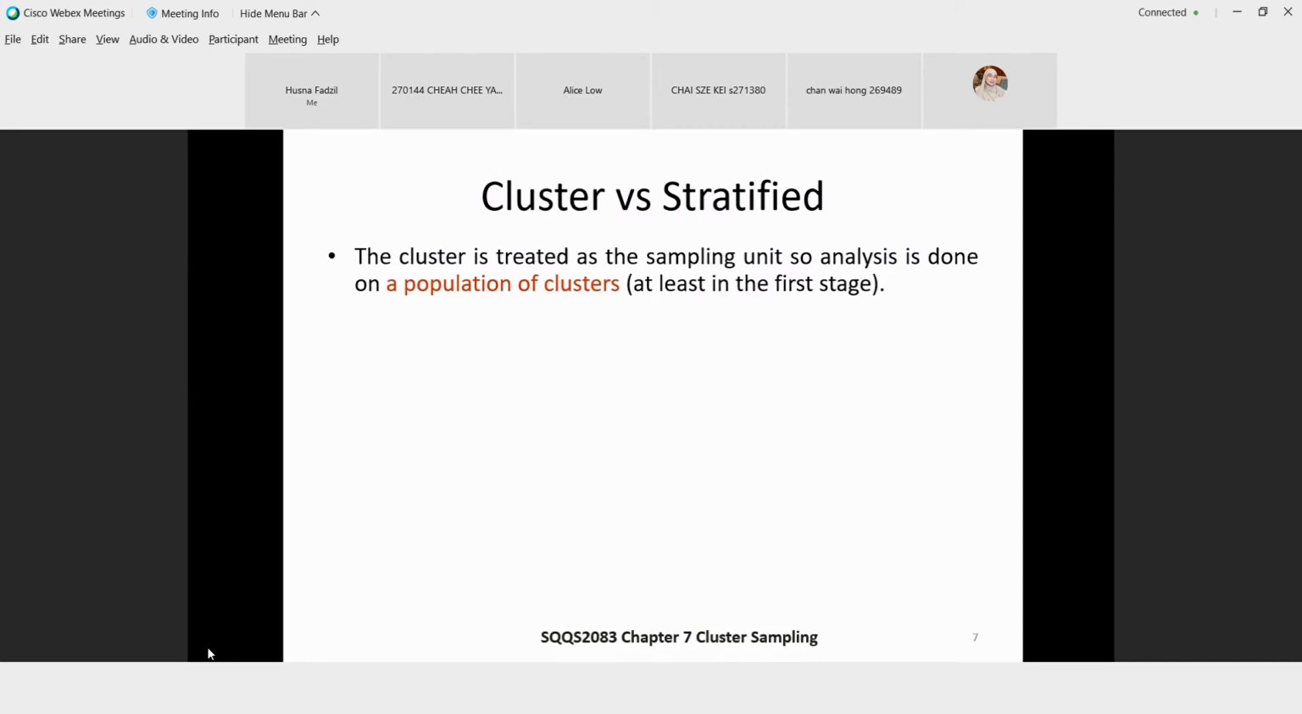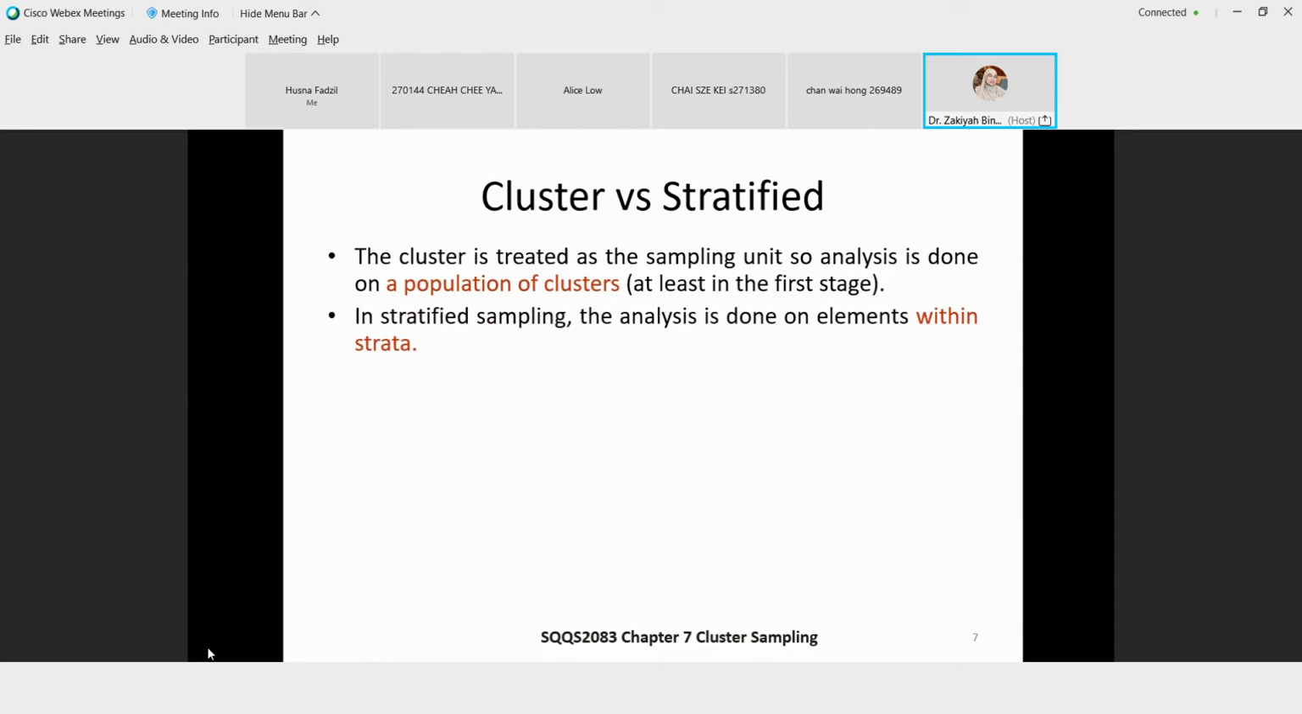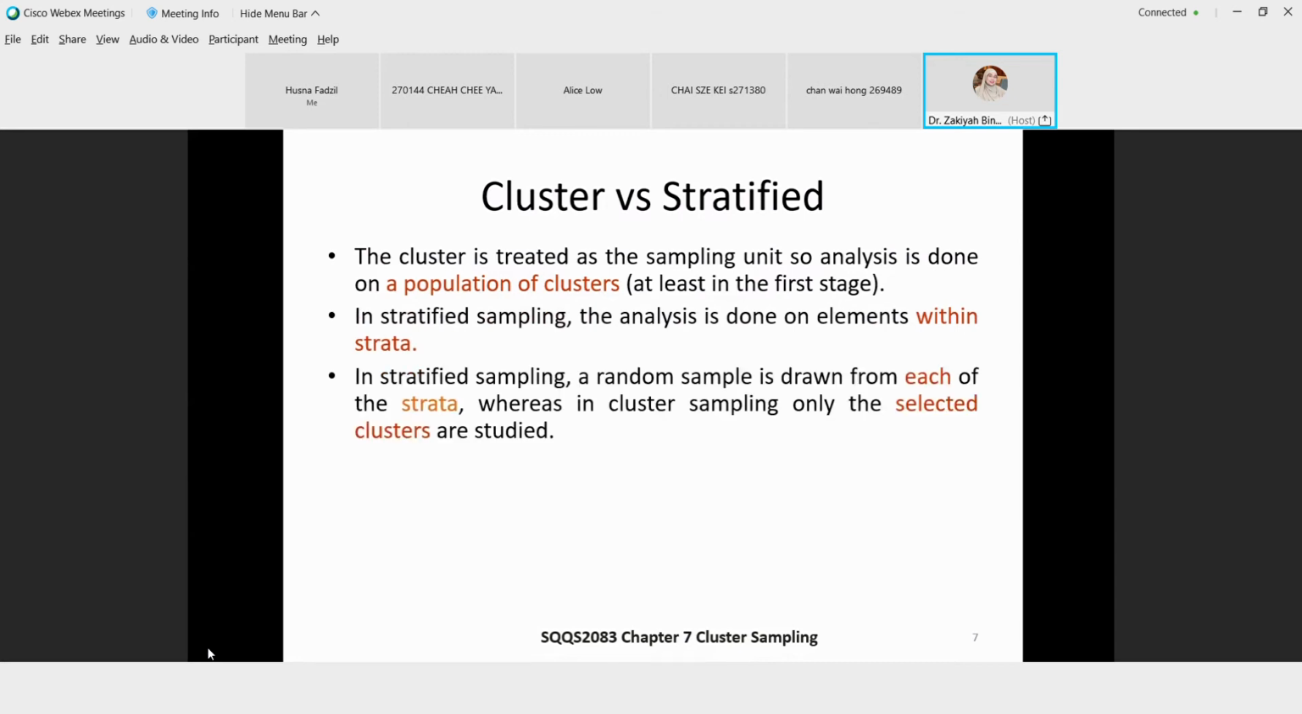Okay. Now, in stratified sampling, you have to visualize this, guys, focus. This is very important. In stratified sampling, analysis is done on elements within the strata. So in stratified sampling, a random sample is drawn from each of the strata. If you have 10, then you must take a sample from each of the 10.